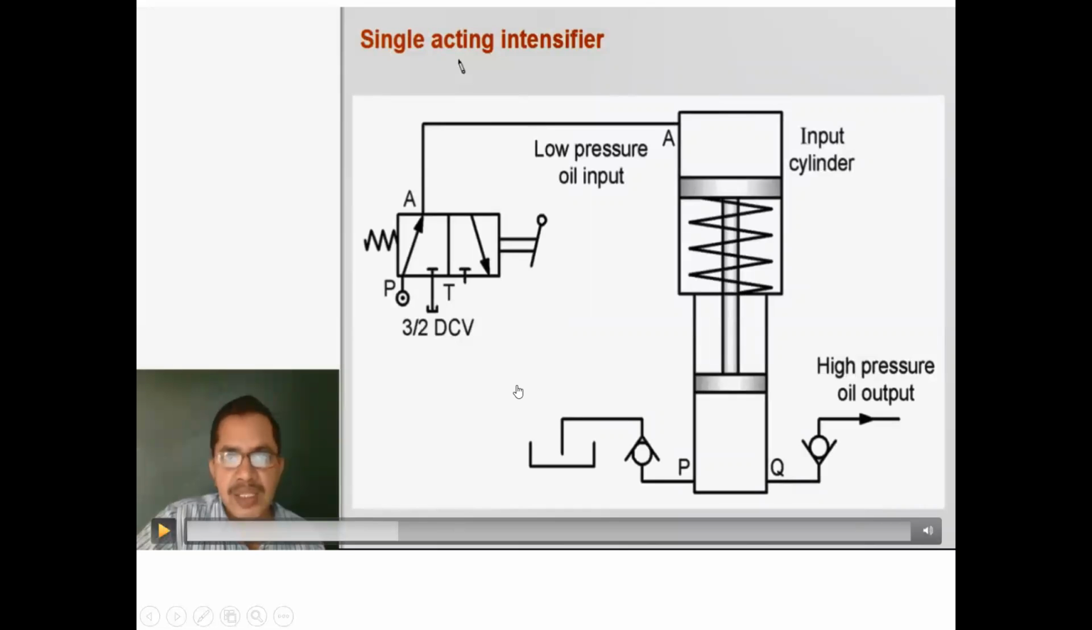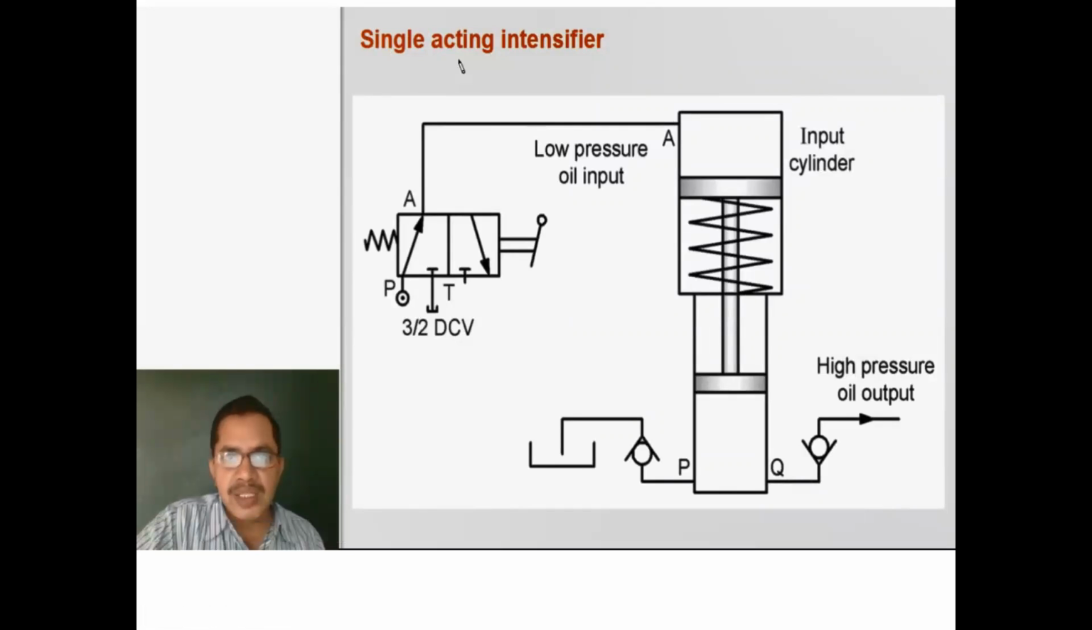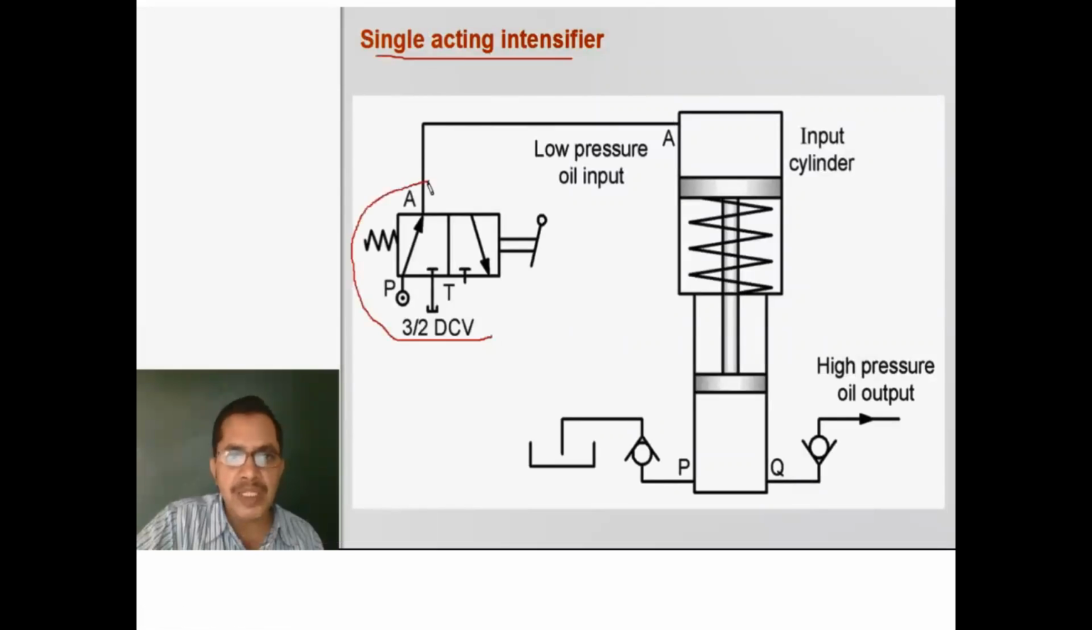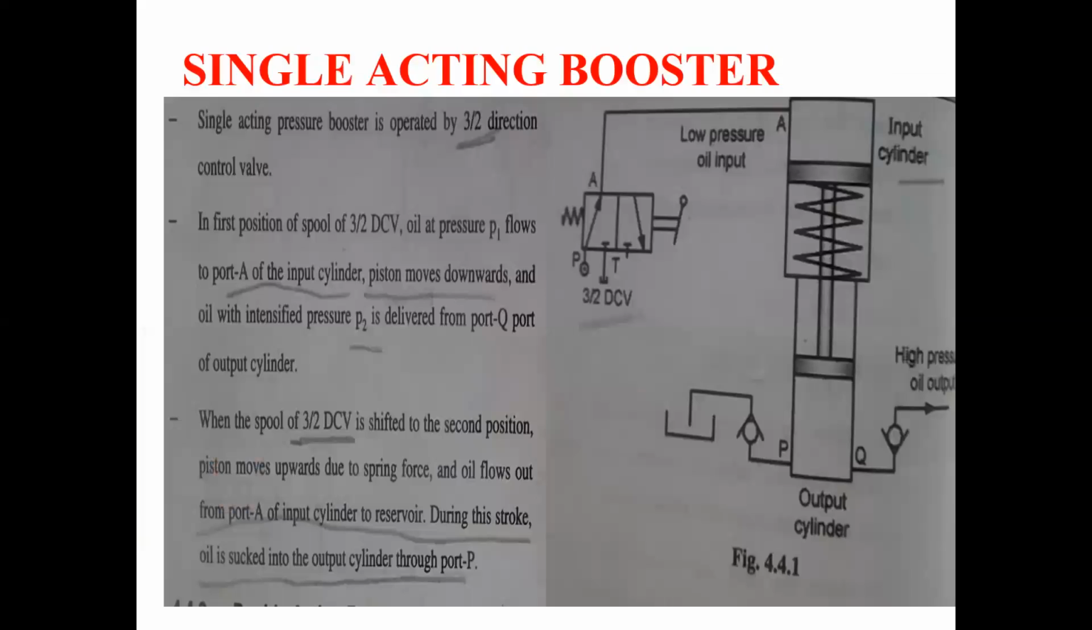Initially, just listen to this, then I will again explain the working of this single acting intensifier. The single acting intensifier is operated with the help of a 3 by 2 direction control valve, and this is the input cylinder, which is bigger in size, and this is the output cylinder, which is smaller in size. The lever of the 3 by 2 direction control valve is kept in this position, first position. Oil flows to the input cylinder.